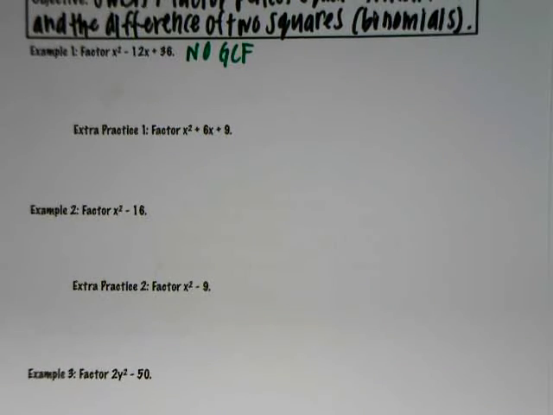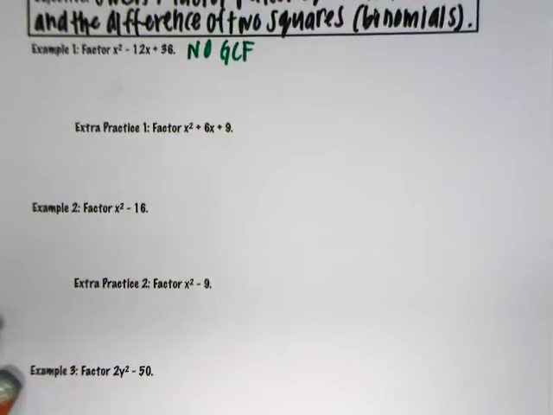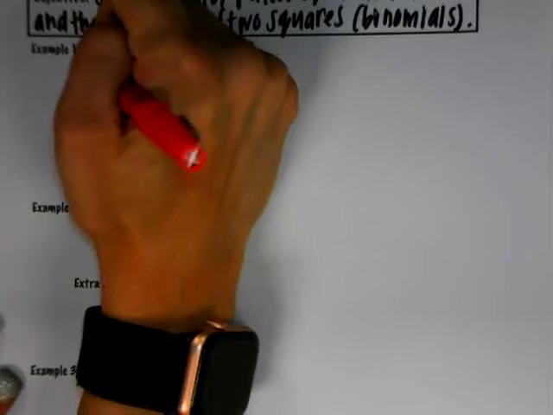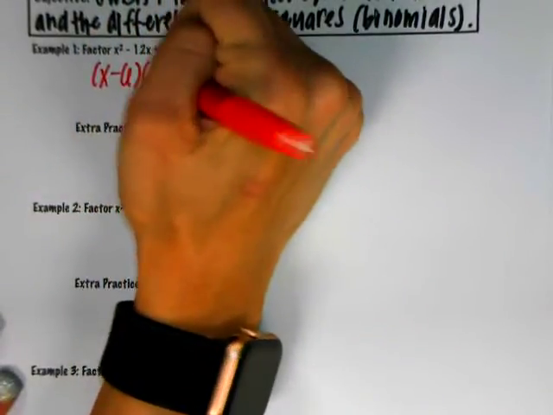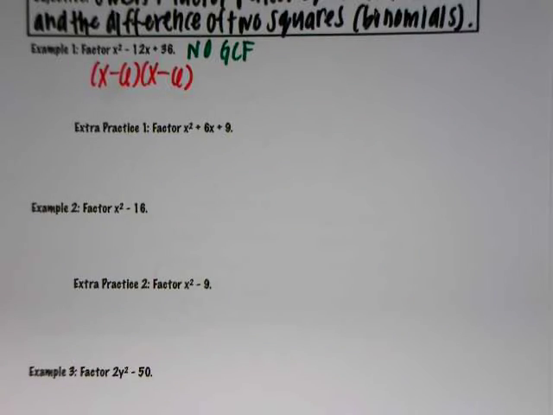What are all the things that multiply to 36? 6 times 6, or negative 6 times negative 6. Both of them negatives? Yes, good. So x minus 6, x minus 6. You literally did 3 of them? Yeah, because this one's good.